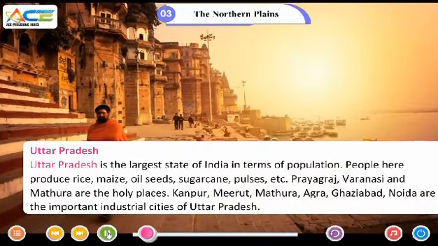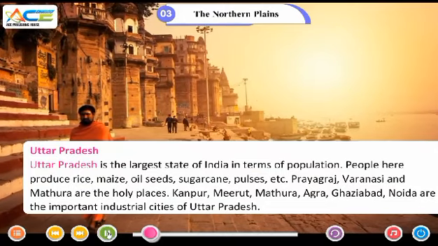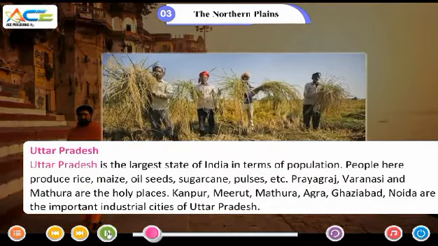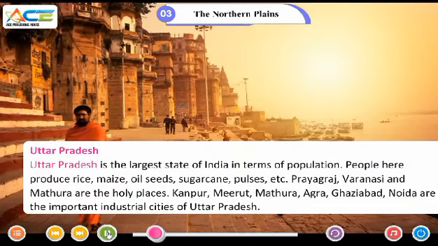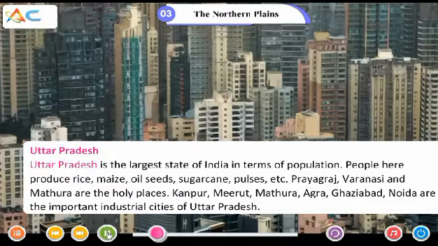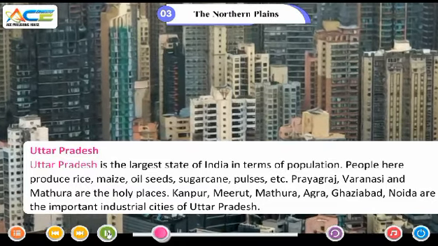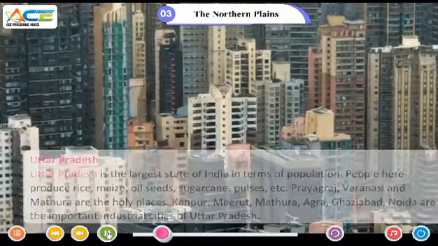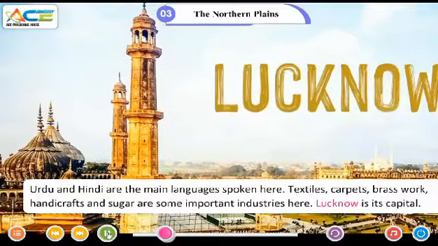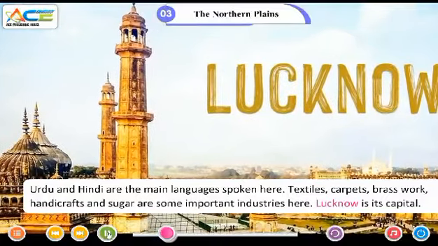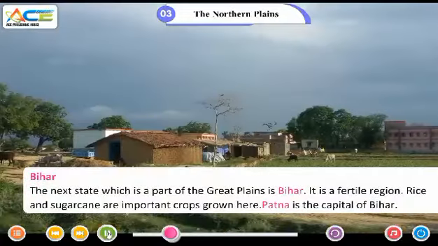Uttar Pradesh. Uttar Pradesh is the largest state of India in terms of population. People here produce rice, maize, oilseeds, sugarcane, pulses, etc. Prayagraj, Varanasi and Mathura are the holy places. Kanpur, Meerut, Mathura, Agra, Ghaziabad, Noida are the important industrial cities of Uttar Pradesh. Urdu and Hindi are the main languages spoken here. Textiles, carpets, brasswork, handicrafts and sugar are some important industries here. Lucknow is its capital.